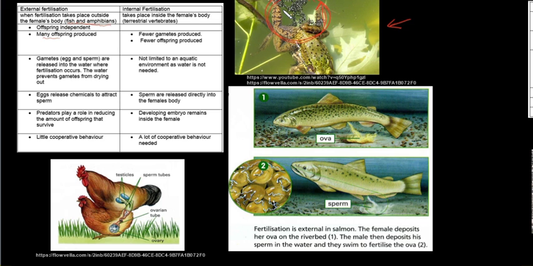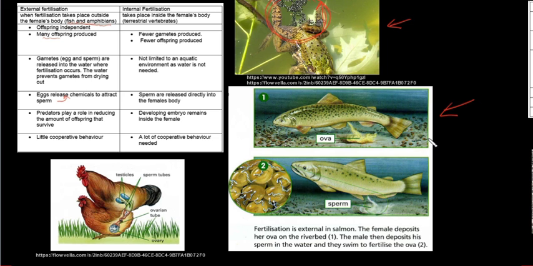Because these eggs are now exposed to the environmental conditions, including predators, very few of these will survive, so many have to be produced. Now the gametes, so the egg and the sperm, are released into the water where fertilization occurs. The water prevents gametes from drying out, as I mentioned above. Now the eggs release chemicals to attract the sperm, because in this case there is no reproductive system which in a certain sense guides the sperm cells to where they need to be. And this is an open water system, so the eggs need to release these chemicals in order for the sperm to be able to find them.